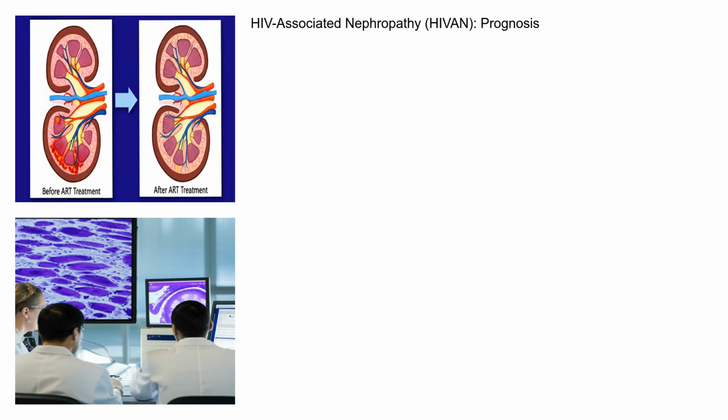With effective antiretroviral therapy, the prognosis for individuals with HIVAN has significantly improved. Early diagnosis and treatment can often stabilize kidney function and prevent progression to end-stage renal disease. However, if left untreated, HIVAN can lead to kidney failure and the need for dialysis or transplantation. Research continues to explore new therapies aimed at directly targeting the kidney damage caused by HIV and further improving long-term outcomes.